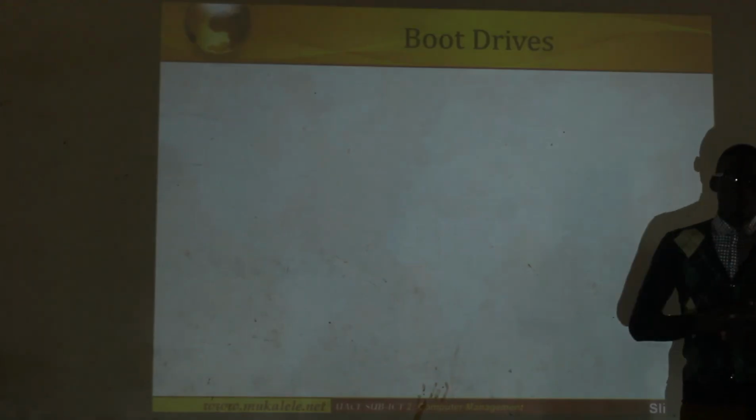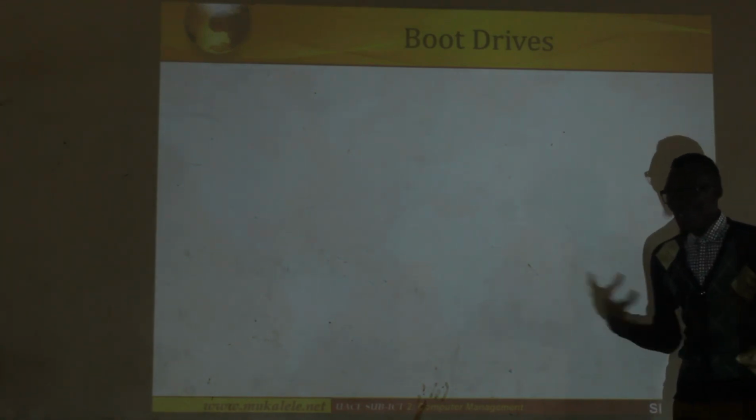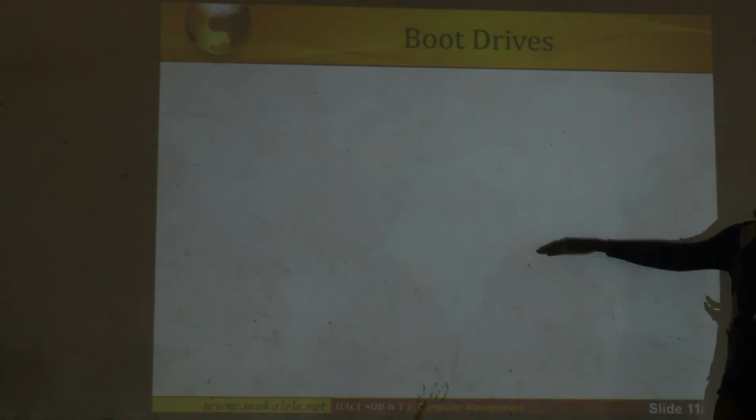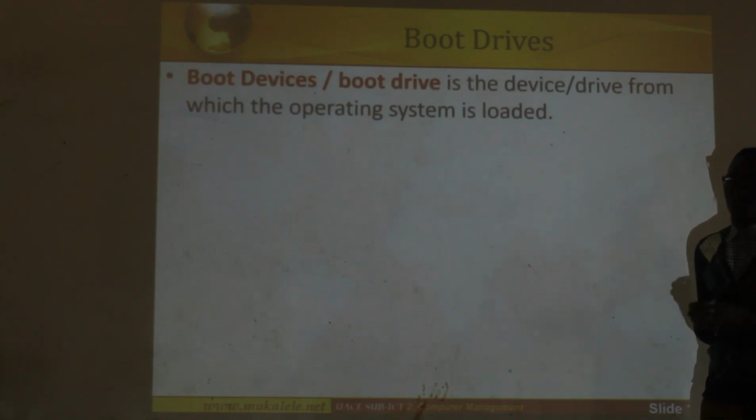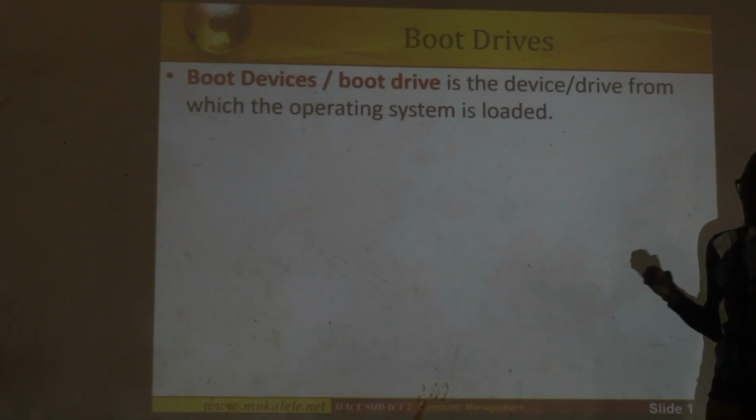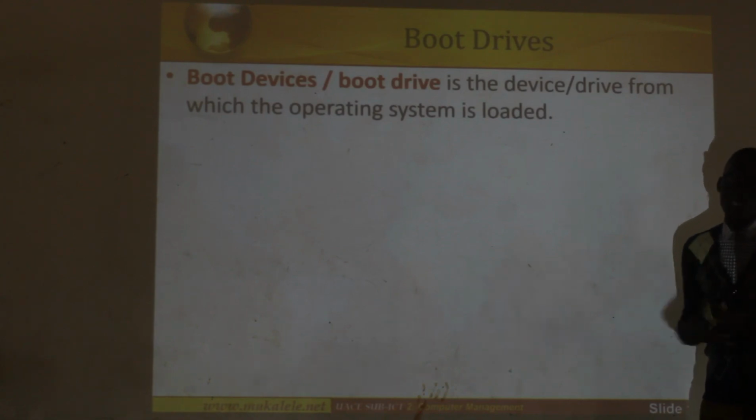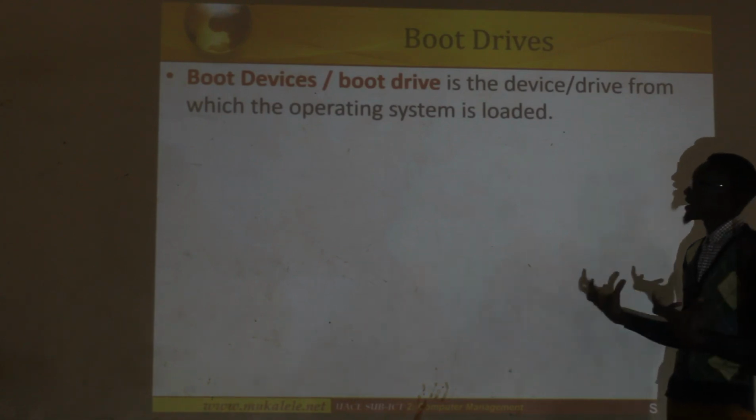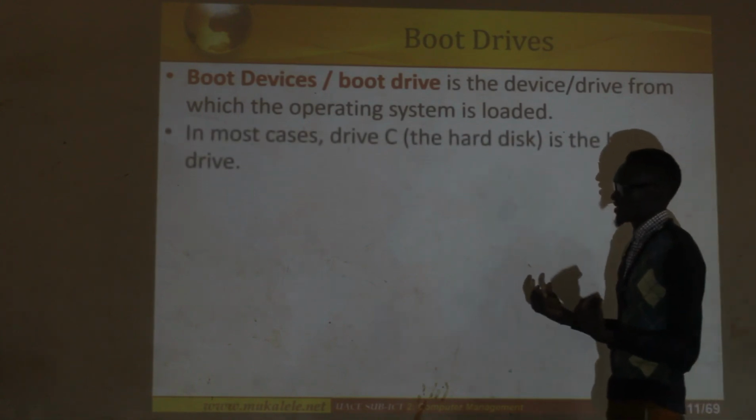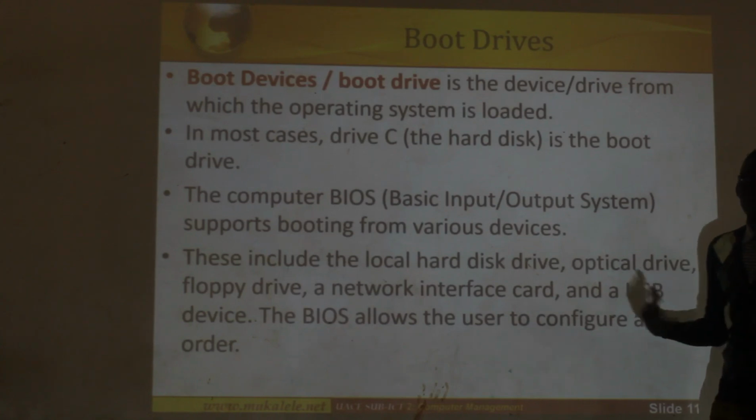There is also one term that when you're talking about booting, we cannot forego it. Okay. This term is called boot drive. What is a boot drive? Okay. So a boot drive is a device from which the operating system is loaded.